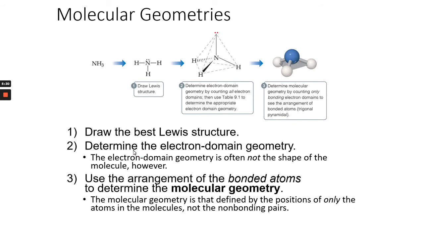So how do we get our geometries? We start with our compound, we draw our Lewis structure, we count our domains. So in this case, N has 4 domains. Then we look at our domains and we say how many are bonds and how many are lone pairs. So in this case, we have 3 bonds and 1 lone pair.